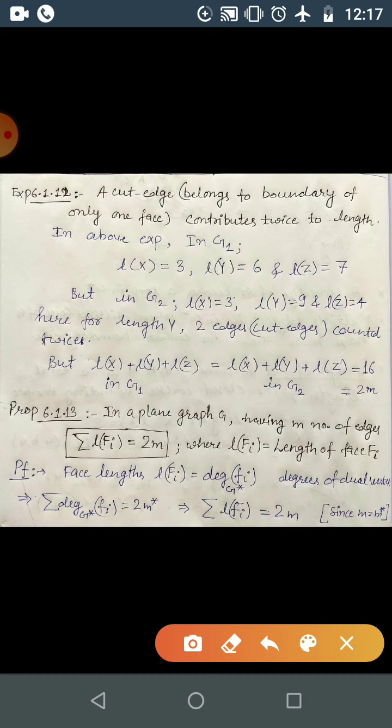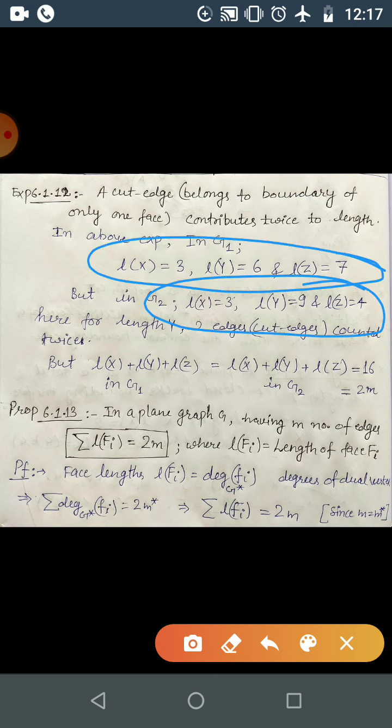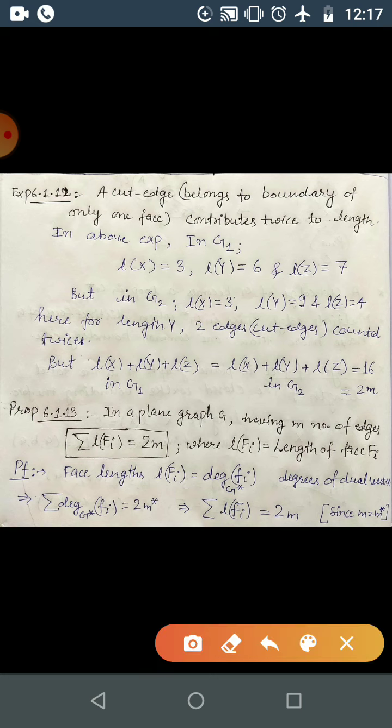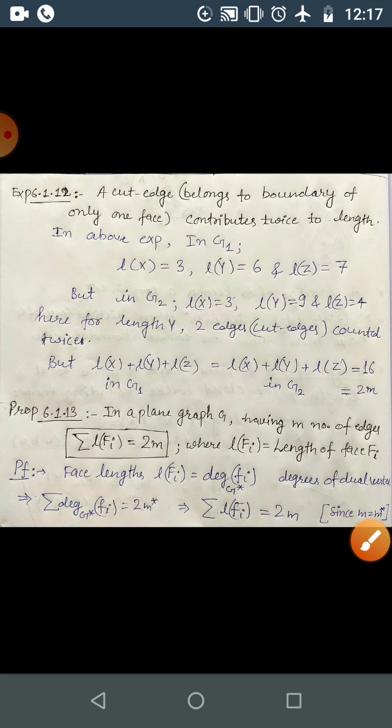But the sum of these lengths in one graph will be equal to the sum of these lengths in the other graph, which you can visualize, or just calculate and check. So it will be 3 plus 6 plus 7, and here it will be 3 plus 9 plus 4, so it will be 16, and both are the same.